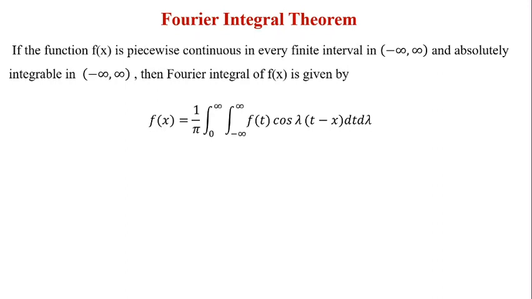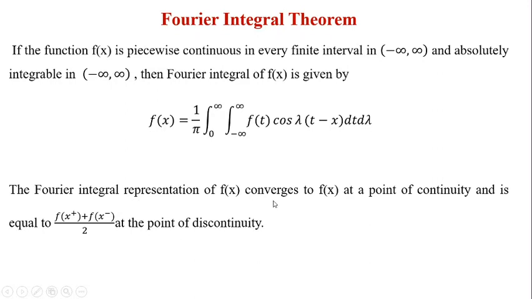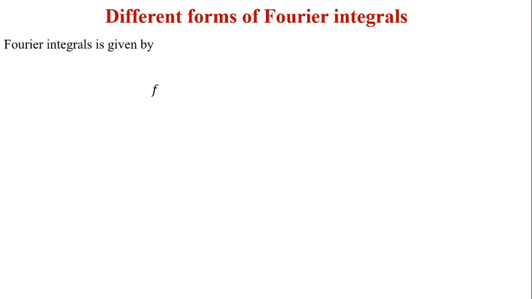So this integral converges to f of x at the point of continuity, whereas it converges to the mean of the functional value at the right hand side limit plus the left hand side limit. Here x plus denotes the right hand side limit, whereas x minus denotes the left hand side limit at the point of discontinuity. So depending upon the nature of the function, we will have different forms of the Fourier integral. Let's see how to get that.